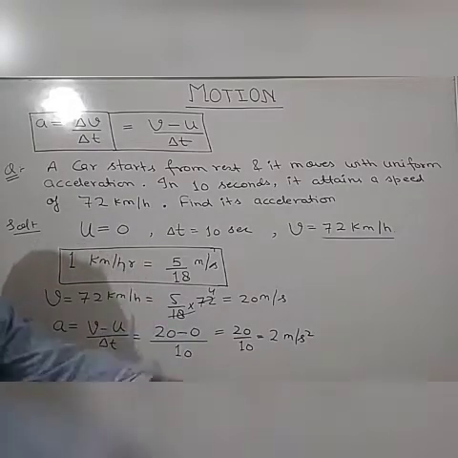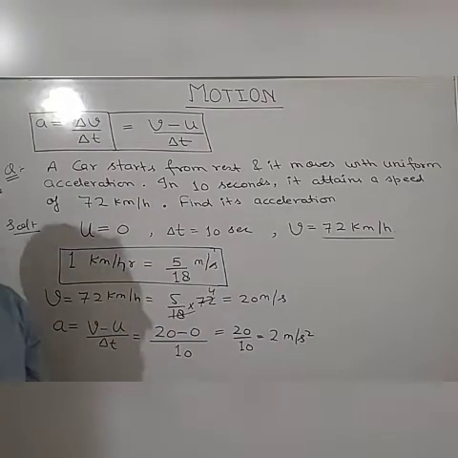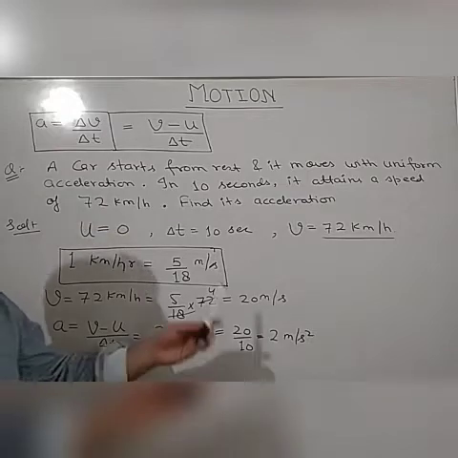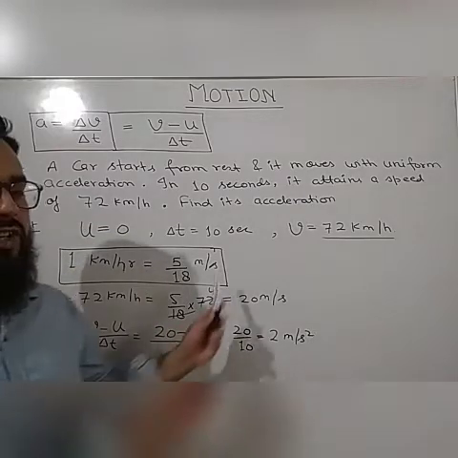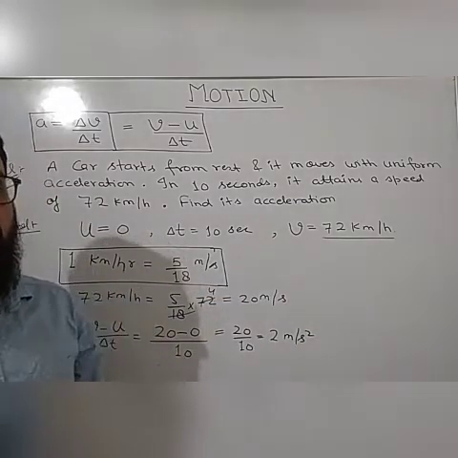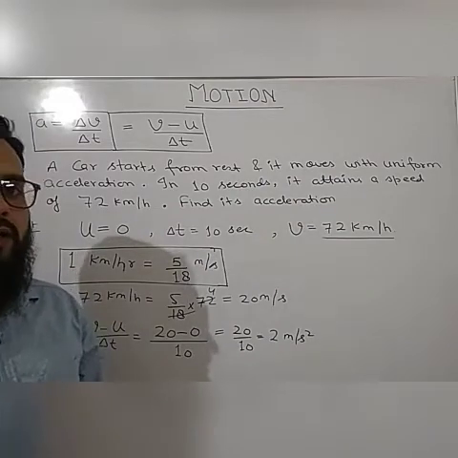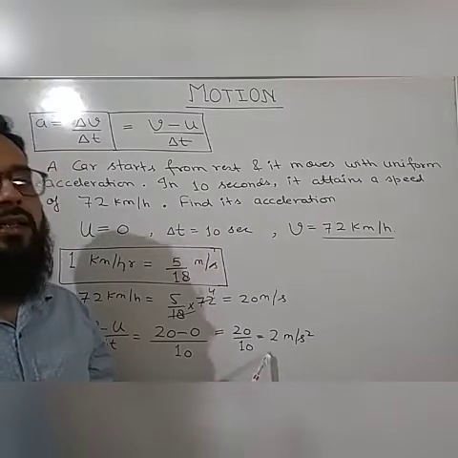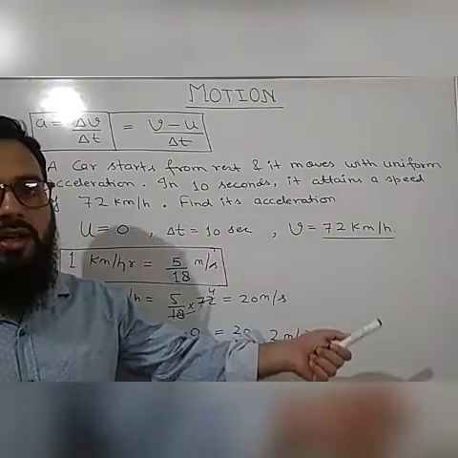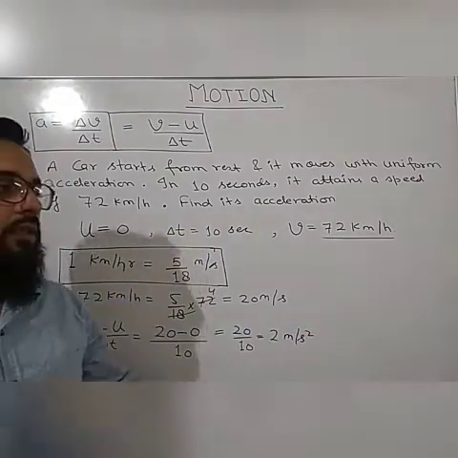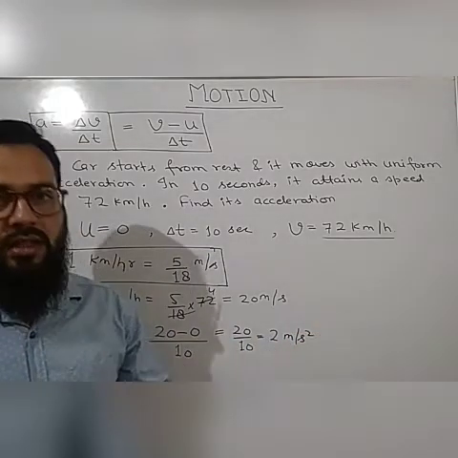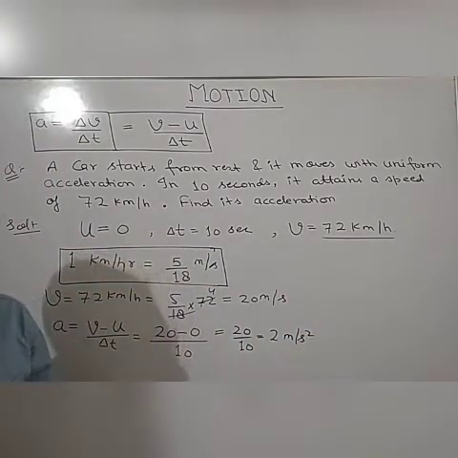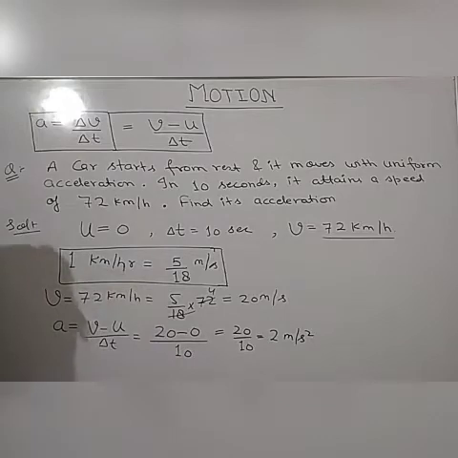And what does the positive sign indicate? It indicates that the acceleration is in the direction of velocity. In whichever direction the car is moving, the acceleration is in that direction. If there is a negative sign, then it means it is retardation or deceleration, which means the acceleration works against the direction of motion. So in this way we can solve numericals based on acceleration.